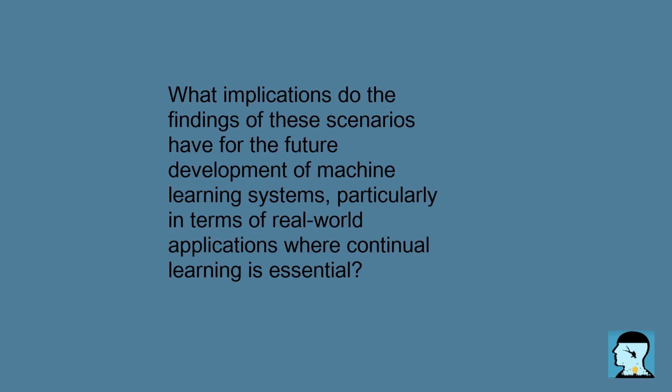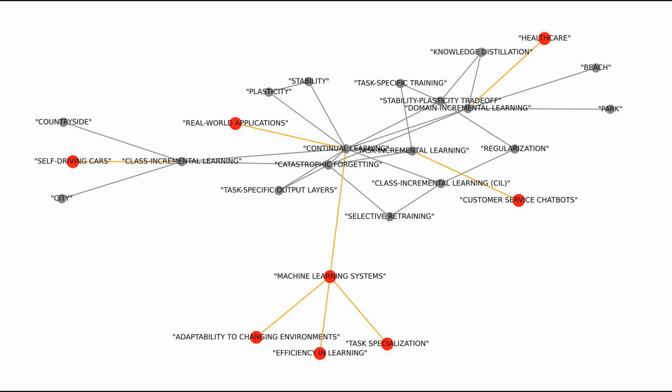What implications do the findings of these scenarios have for the future development of machine learning systems, particularly in terms of real-world applications, where continual learning is essential? The findings from the 3 scenarios of continual learning have really significant implications for the future development of machine learning systems, especially in real-world applications where ongoing learning is essential.